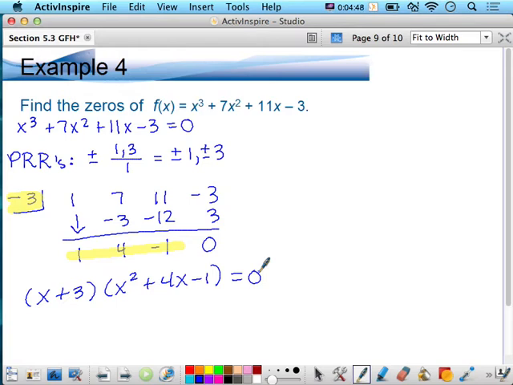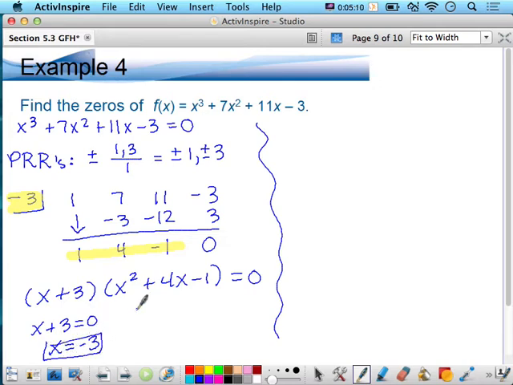I have x squared plus 4x minus 1 equals 0. That's a quadratic, so it's ready to be solved. But unfortunately, this time, it cannot be solved by factoring. We're going to have to solve it using the quadratic formula. So I can solve this one right off the bat. There's one answer. But this one, I'm going to need to work on a little bit more.